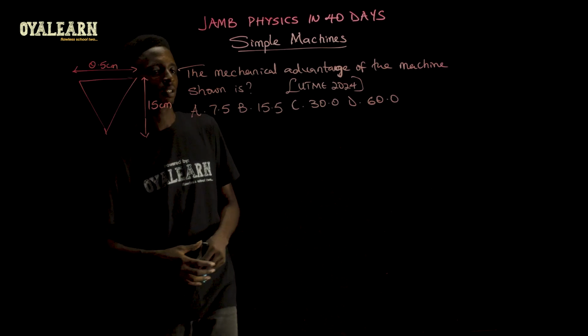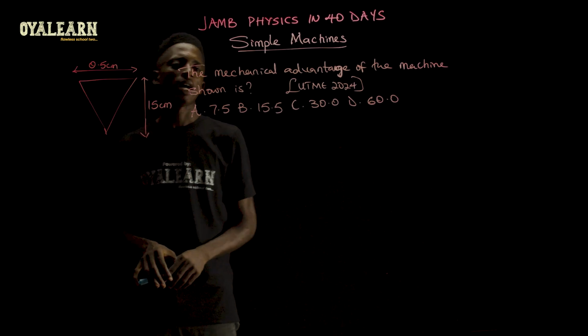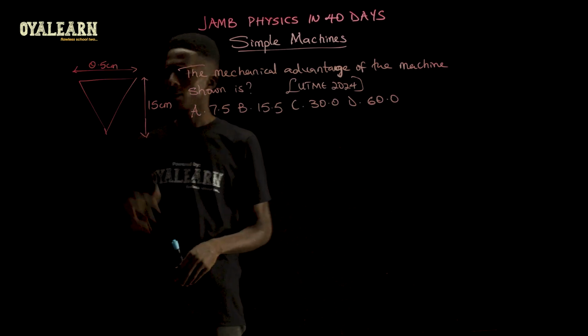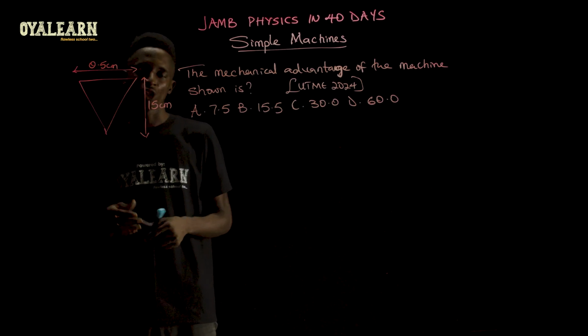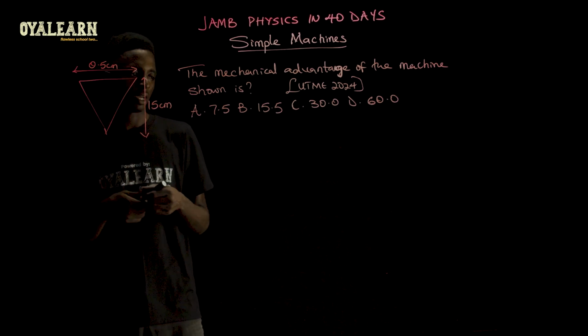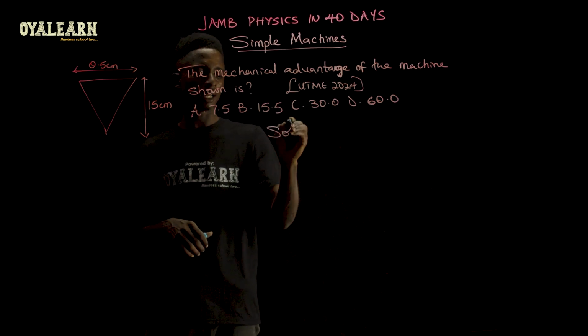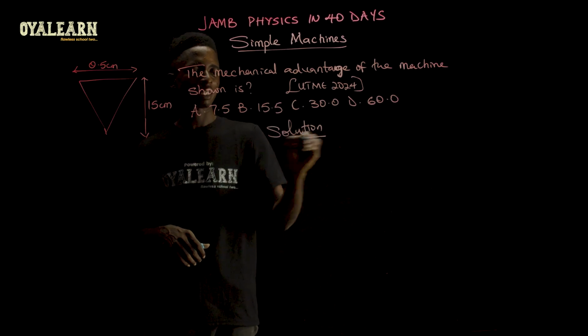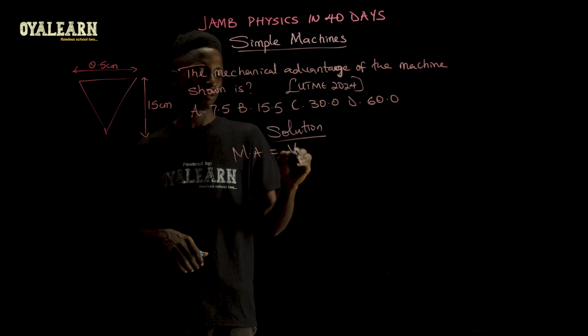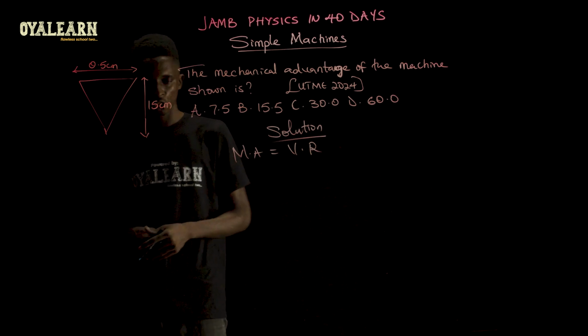Let's solve this 2024 UTME question. It says the mechanical advantage of the machine shown is, and the machine we see here is a wedge, right? So in this case, we are going to assume it to be a frictionless wedge. And when we say it's frictionless, that implies that the mechanical advantage equals velocity ratio.